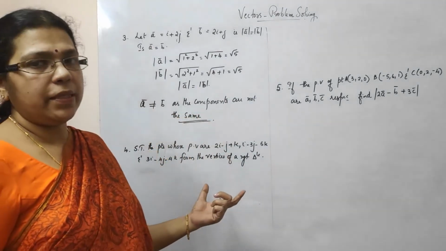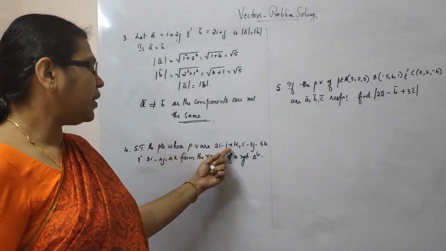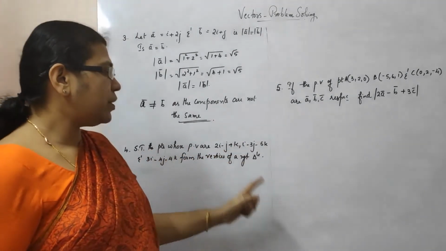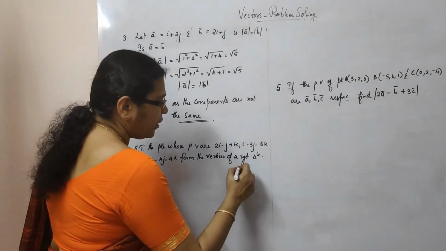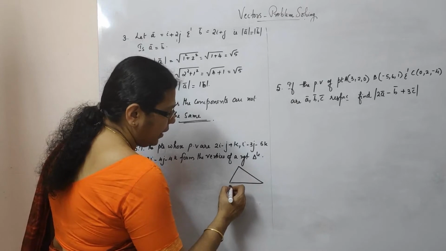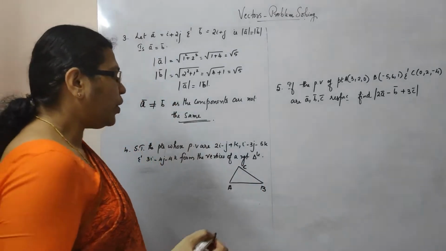Now see the second question. In the second question, show that the points whose position vectors are of these forms form the vertices of a right angle triangle. So here I have a triangle. This is A, this is B, and this is C, suppose.